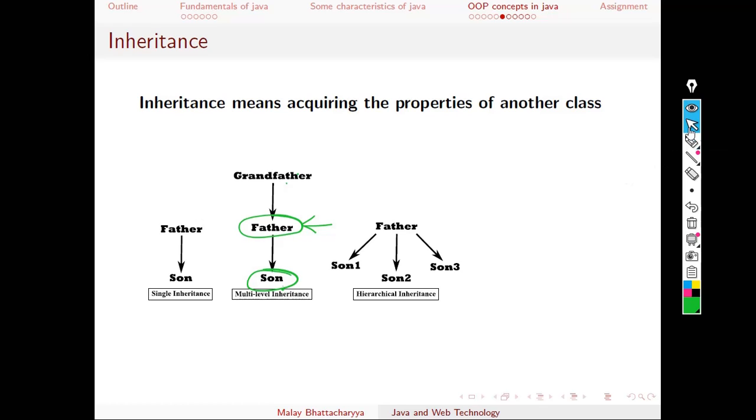Then we have hierarchical inheritance. That means a father can have multiple sons. So son 1 will inherit the properties of father, son 2 will inherit the properties of father, and son 3 will as well inherit the properties of father. So this type of inheritance is called hierarchical inheritance.